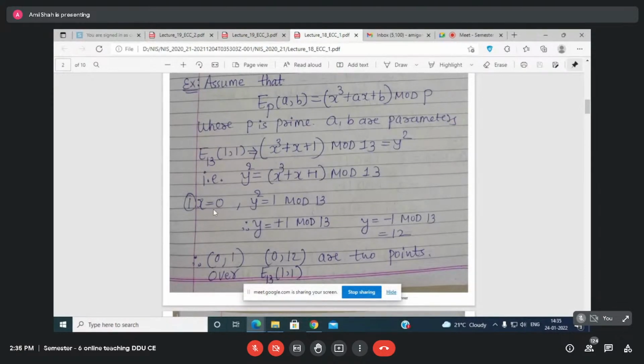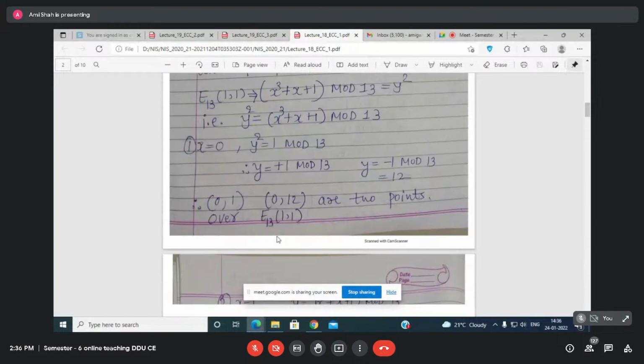Let's say first I am putting x equals 0, right? When I put x equals 0, I am getting two values. So y square equals 1 mod 13, and the two values of y are plus 1 and minus 1. So for x equals 0, the value of y is 1, and here it's minus 1, so minus 1 plus 13 is 12 you are getting. These are the two points over the curve.